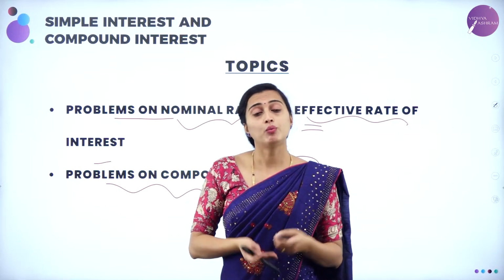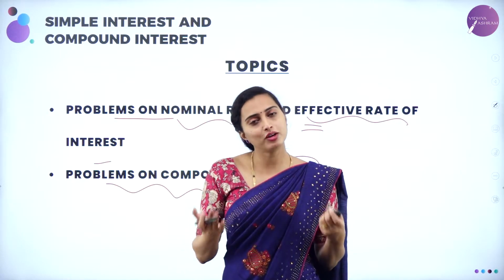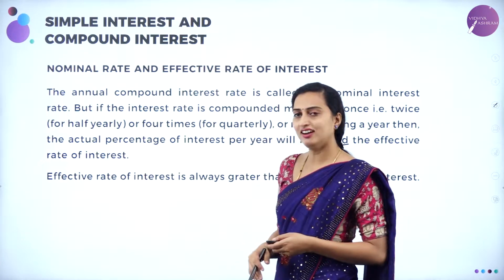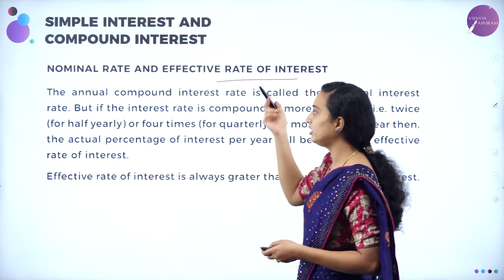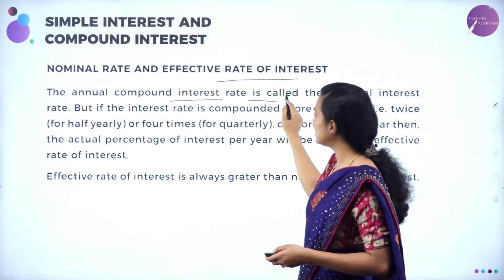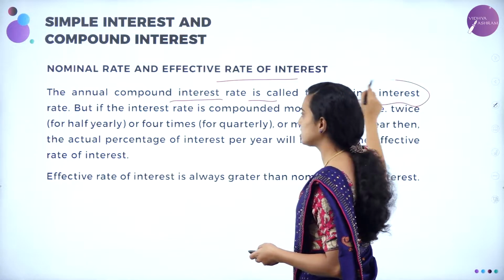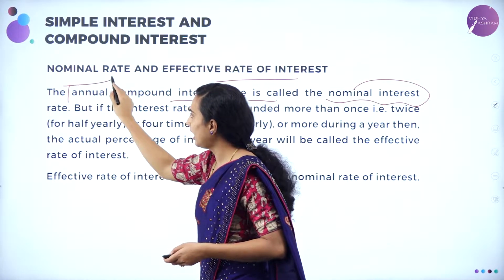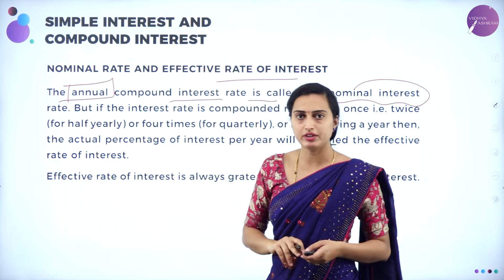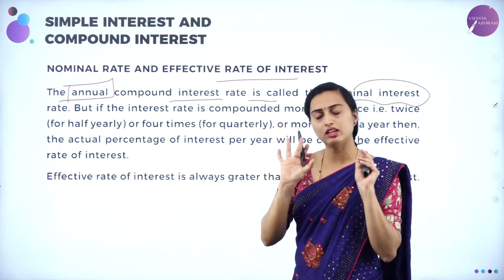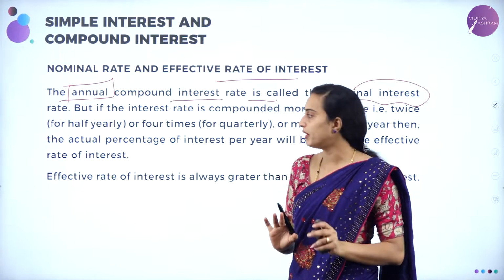Now, ma'am, what do you mean by nominal rate? What do you mean by the effective rate? Let us learn now. The annual compound interest rate is called the nominal interest. Are you getting what is that? The annual means per year. The annual compound interest rate is going to be known as the nominal rate of interest. Keep it in mind.